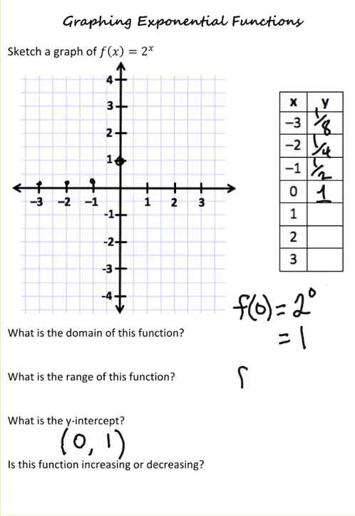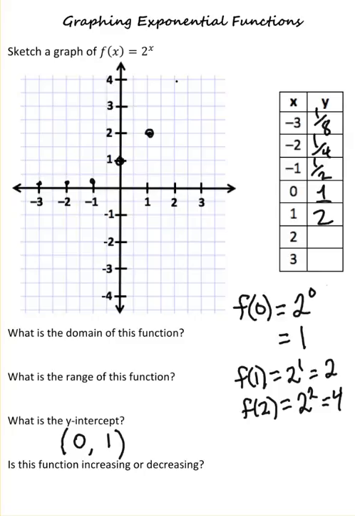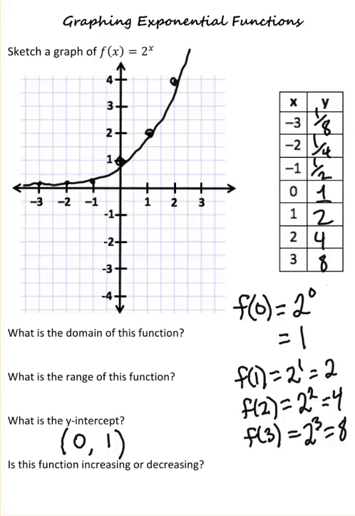Our next point, f at 1, will be 2 to the 1, which is of course just 2. There's that point there. And then f at 2 is 2 to the 2, which is 4. And soon we're going right off my graph. f at 3 will be 2 to the 3, which is 8, and that doesn't fit on my graph anymore. By connecting those dots, I get a curve that looks kind of like this, or something close to that.